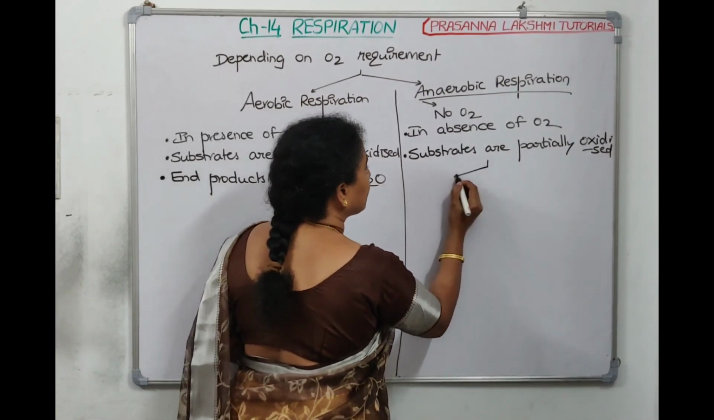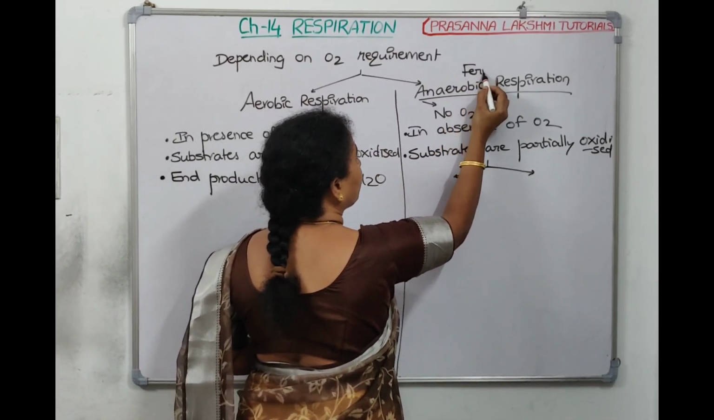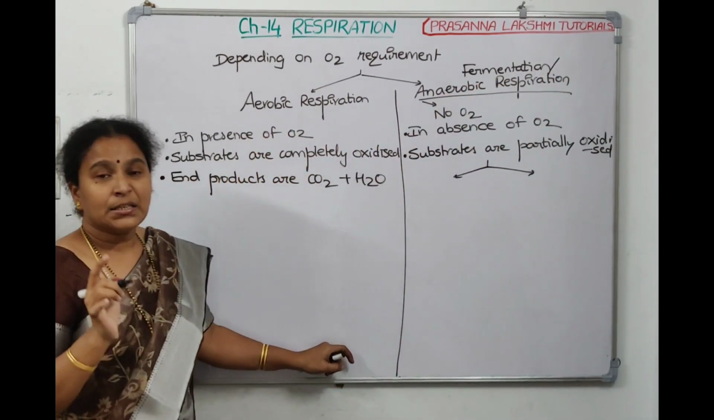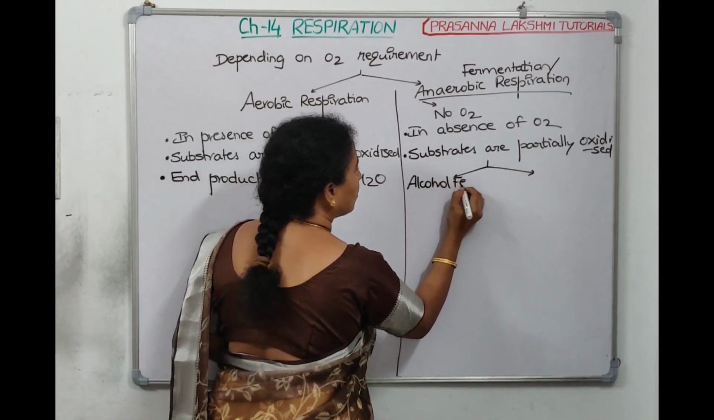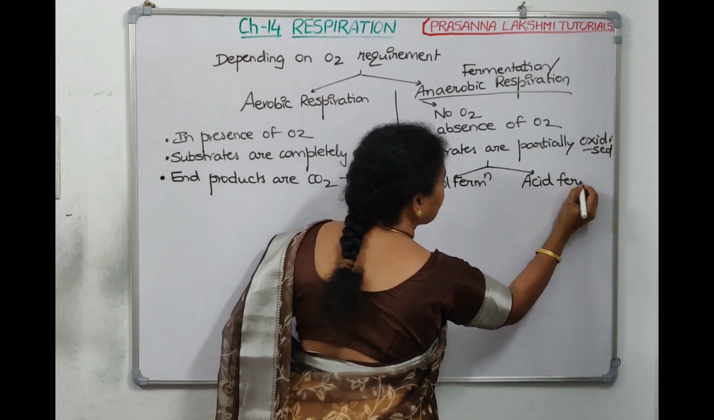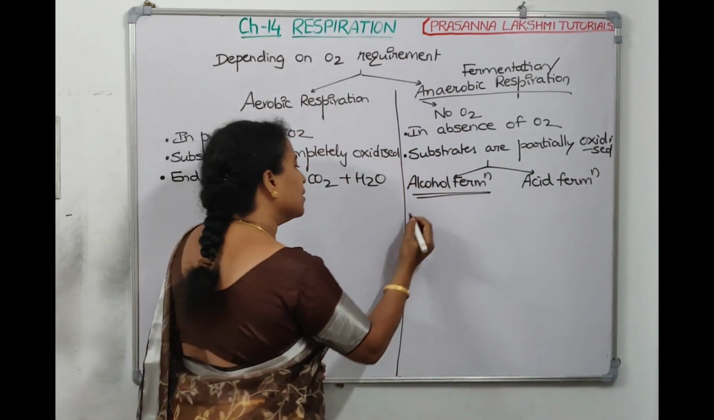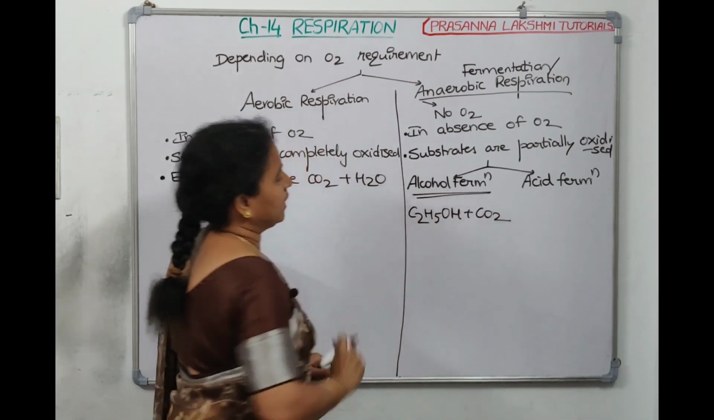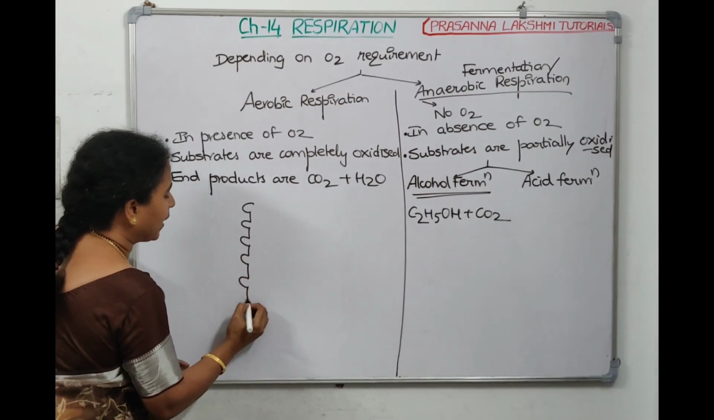Now, anaerobic respiration is also called fermentation. If it is ethanol fermentation, alcohol fermentation, then what do we get? If it is acid fermentation, what do we get? In alcohol fermentation, we get C2H5OH plus carbon dioxide. Try to break one glucose molecule. What is glucose? 1, 2, 3, 4, 5, 6.